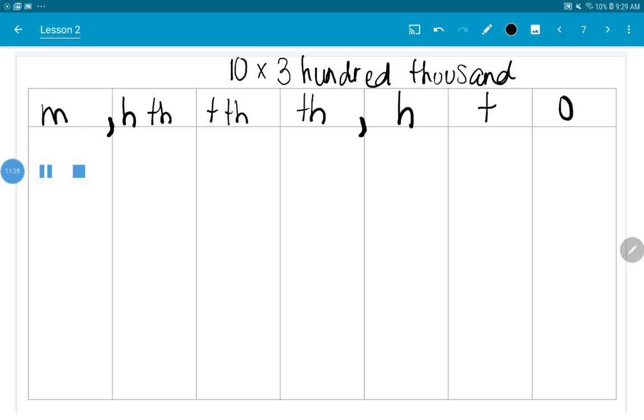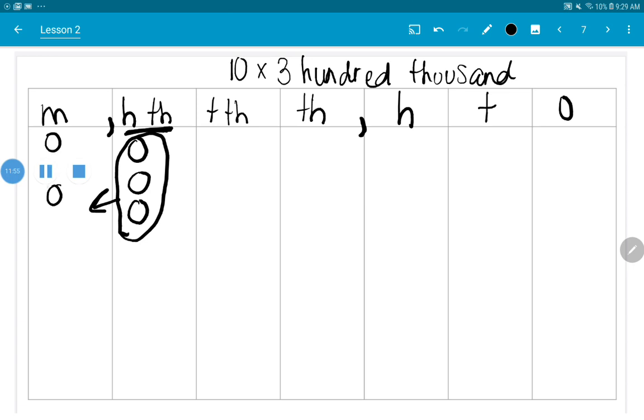Where would I put 300,000s on my place value chart? In the 100,000s place value. Yeah, here's my 100,000s place value. So I'm going to put 3 discs there. And if I multiply that by 10, or it gets 10 times bigger, I would move it over and I would have 3 million. So 10 times 300,000 equals 3 million.